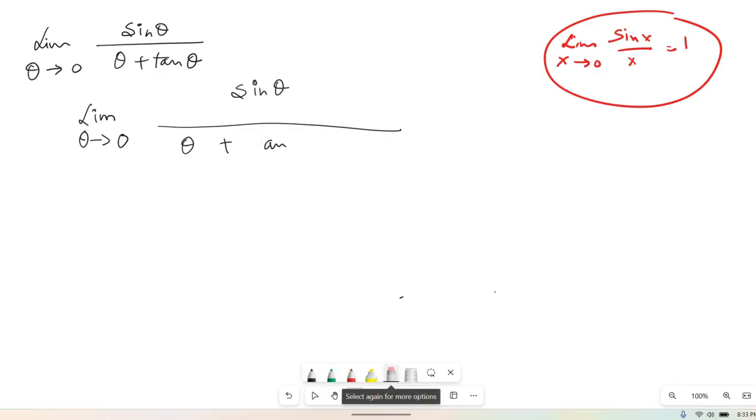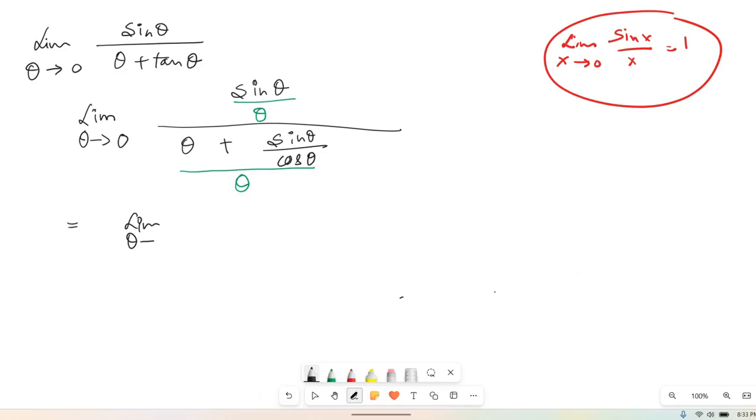Can I write, instead of tangent theta, sine theta by cosine theta? Step 1. So I'm just trying to take tangent theta as sine theta by cosine theta. Now in the next step, because I need somehow the sine x by x format, I'm going to divide everywhere, numerator and denominator, by theta. Okay, I can do that. If I divide both places, theta just cancels out.